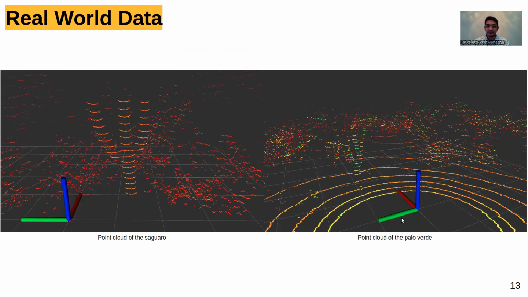This is a snapshot of the LiDAR scan collected from these two trees. And one thing to note is that reflections from the core trunk of the cactus, or the core trunk and branches of the palo verde, were much higher in intensity than the leaves. And this was very useful when training the neural network.